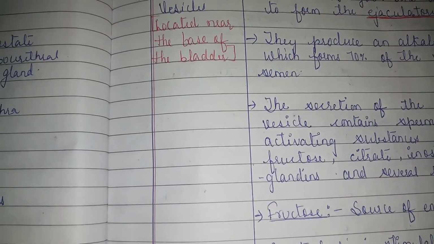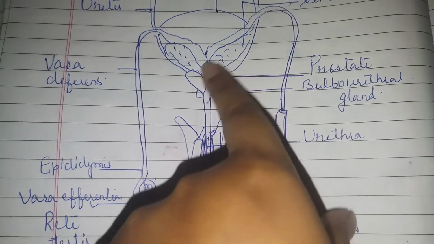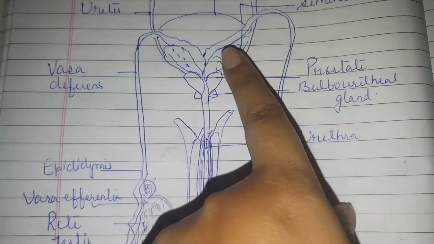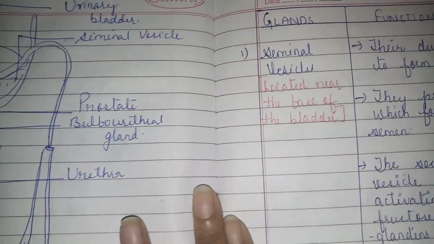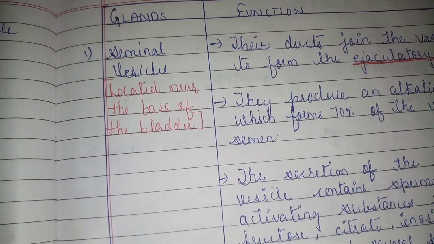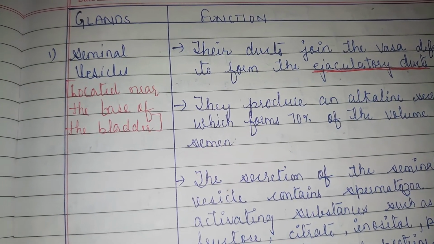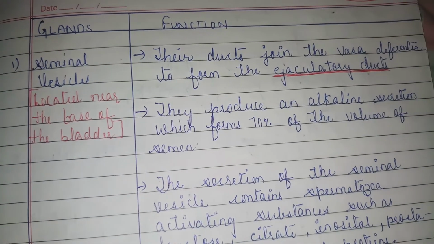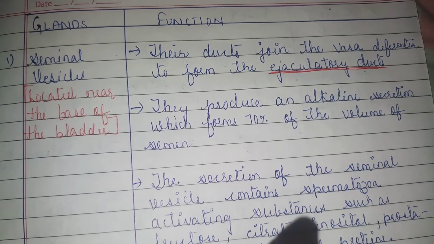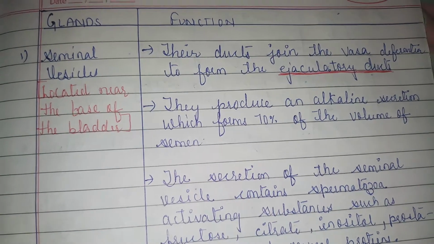Let's talk about the location of the seminal vesicle. You can see here, this is your urinary bladder, and it is located at the base of the bladder. Their ducts join the vas deferens to form the ejaculatory duct. This we have already discussed, that the vas deferens joins the seminal vesicle to form the ejaculatory duct.